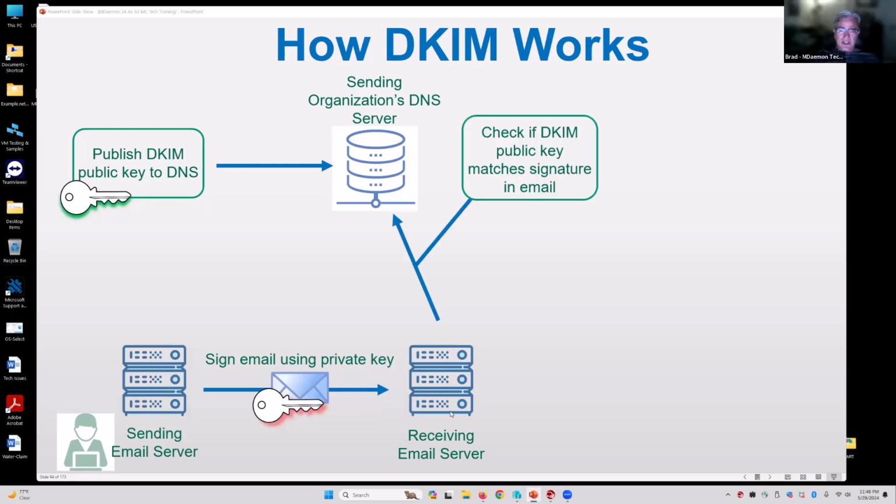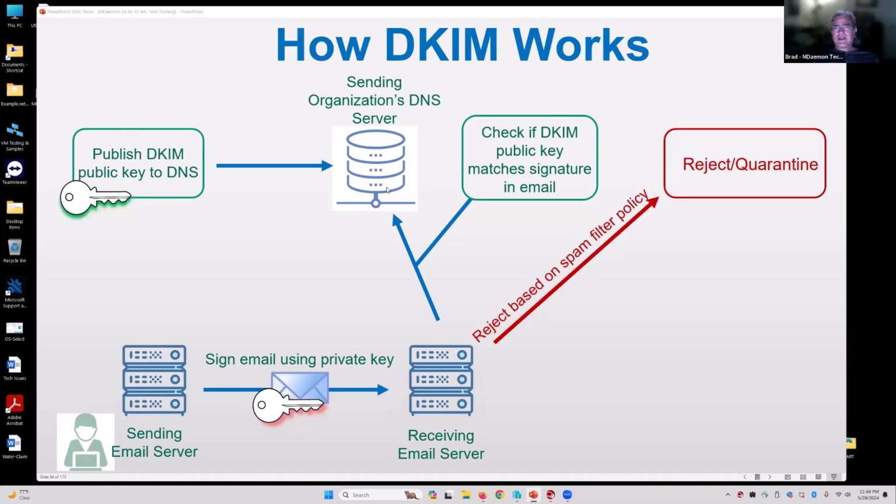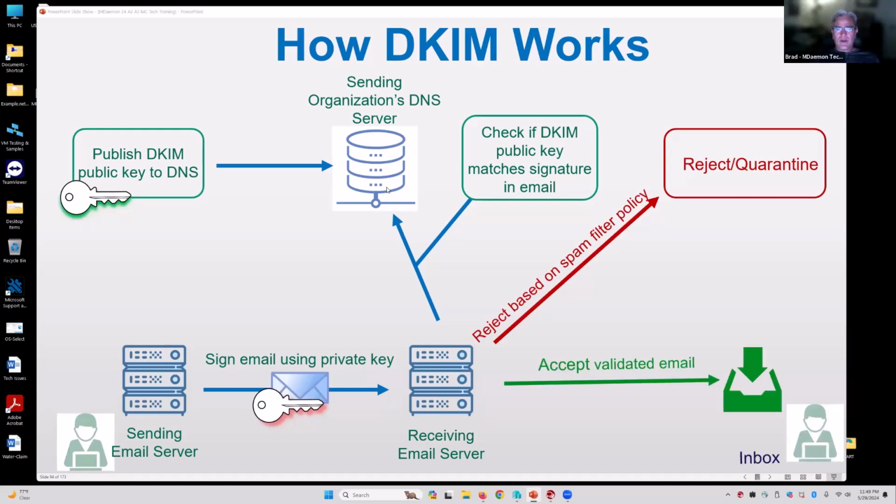The receiving server sees that the message has been signed by DKIM and then does a query of the sending domain's DNS record to look up the sending domain's public key. It then compares that public key with the private key that was used to sign the message to see if they match. If they don't match, the message can be rejected or quarantined, or if they do match, then the message can be accepted or validated.